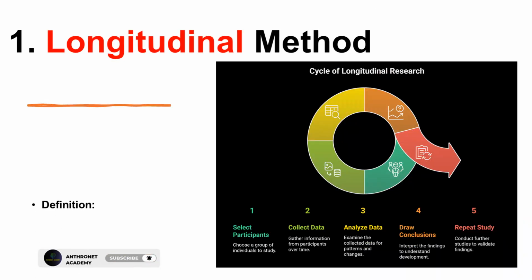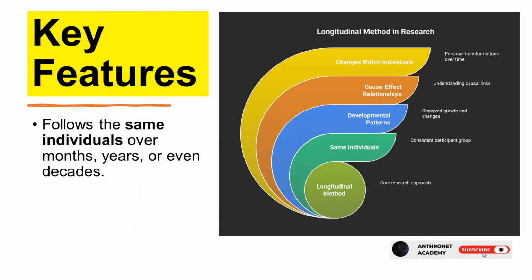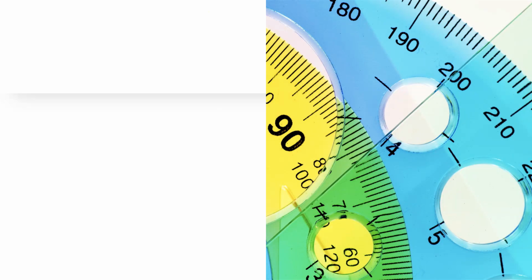1. Longitudinal method. Definition: The longitudinal method involves studying the same group of individuals over a long period of time. This method tracks development and changes as they naturally occur in the same participants. Key features: Follows the same individuals over months, years, or even decades. Ideal for observing developmental patterns, cause-effect relationships, and changes within individuals.